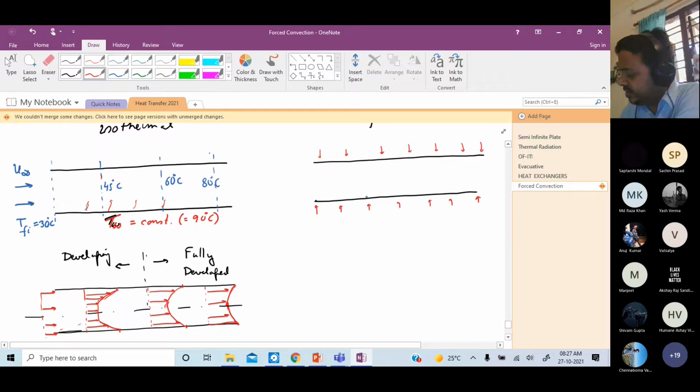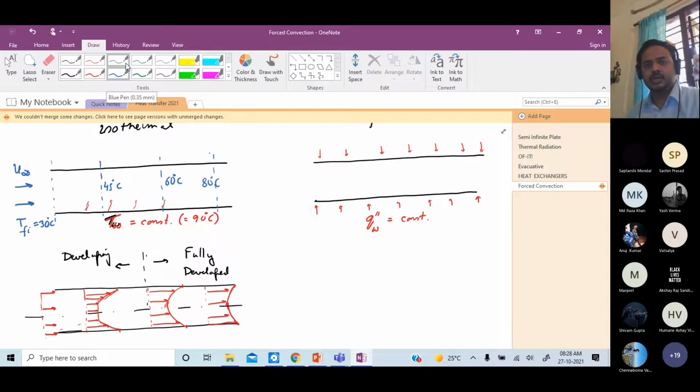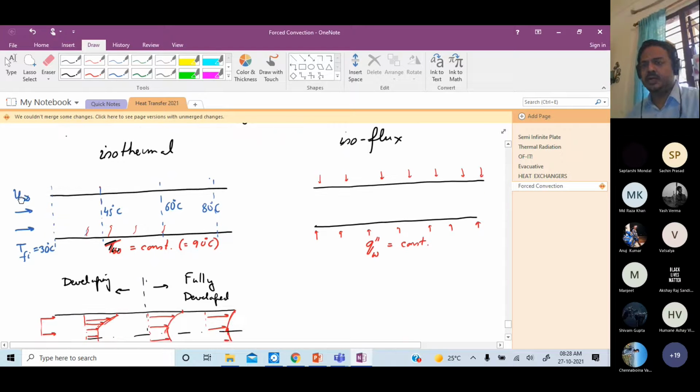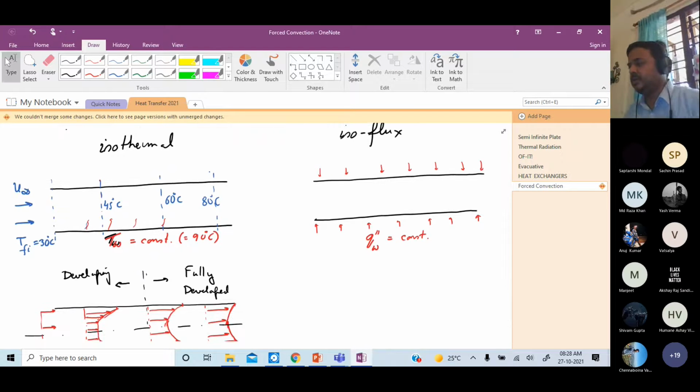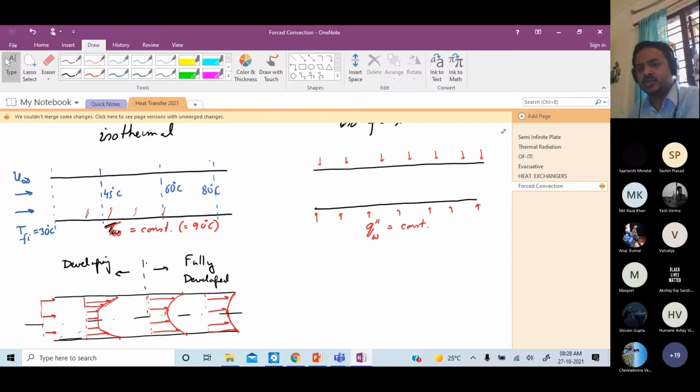Okay, so over here Q double prime at the wall is constant. So what happens over here is the temperature of the wall is not constant.